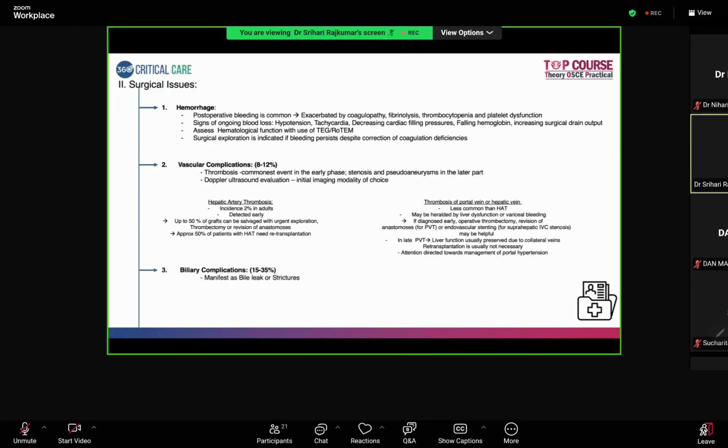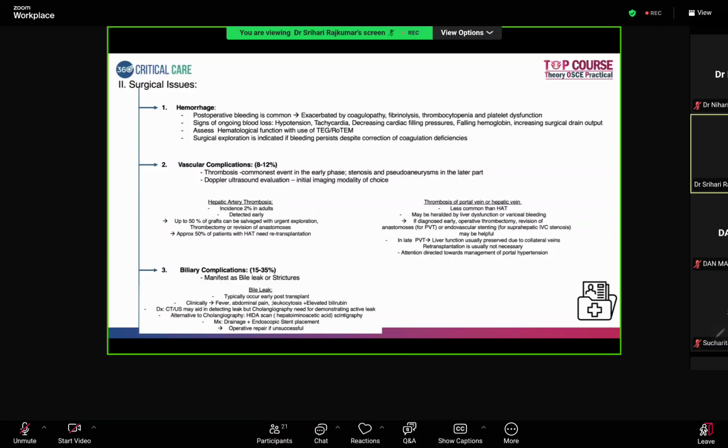So hemorrhage, vascular, next is biliary. Like I said, you can have a leak or you can have strictures, and either is problematic. Biliary leak typically occurs during the early post-transplant phase, and bile itself is like a culture medium, so the leak increases the risk of infections. Clinically, there can be fever, abdominal pain, and leukocytosis with elevated bilirubin.